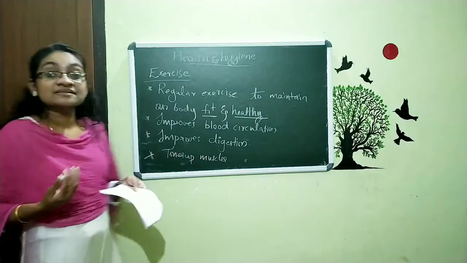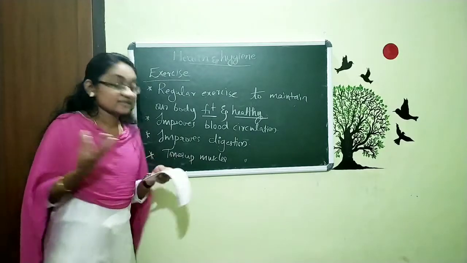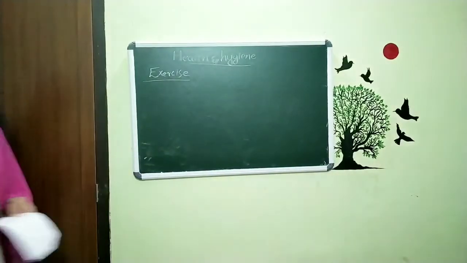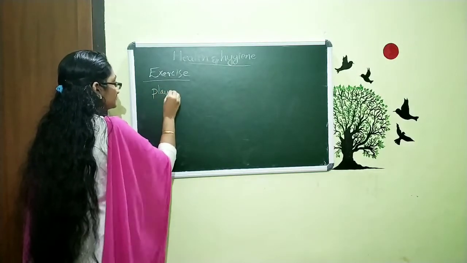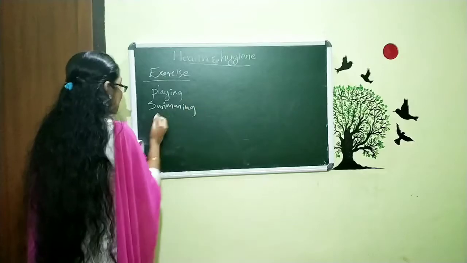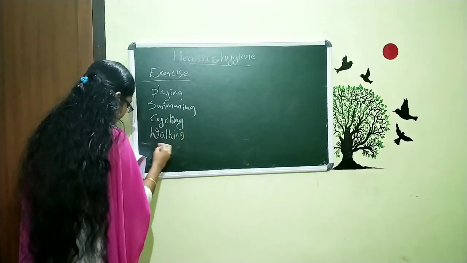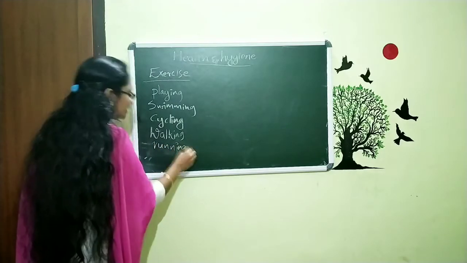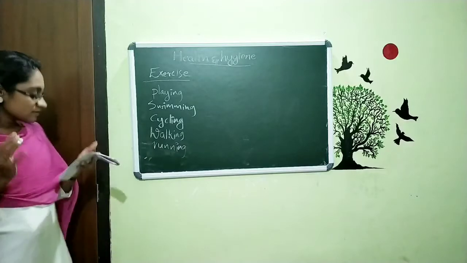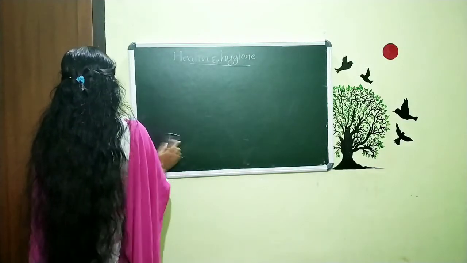And which are the good exercises? Some simple exercise methods are playing outdoor games, yoga, swimming, cycling, walking, running, etc. These are some of the simple exercise methods. So you just want to remember these things, very simple. So this is all about exercise, and the last topic remaining in this chapter is adequate rest.